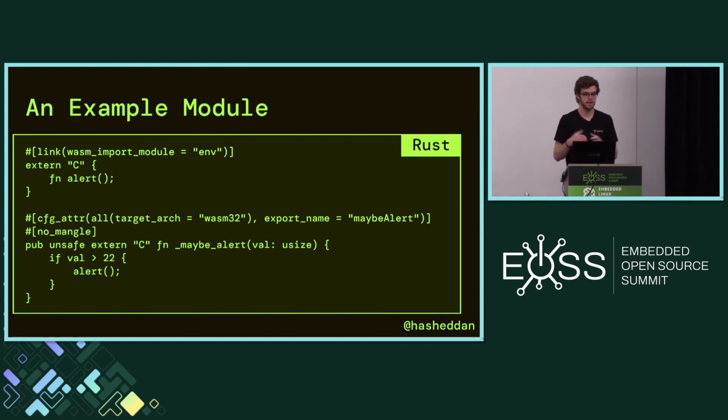This is a very simple module. What we're looking at here is that we have a single function defined in the WASM module, maybe alert. It takes a value, compares it to a constant value, and if it's over that value, it triggers an alert function, which is provided by the host environment. You can see that we're declaring the alert function, which does not take any arguments or return any values. Once again, a very simple module, and that's going to be provided by the embedder.